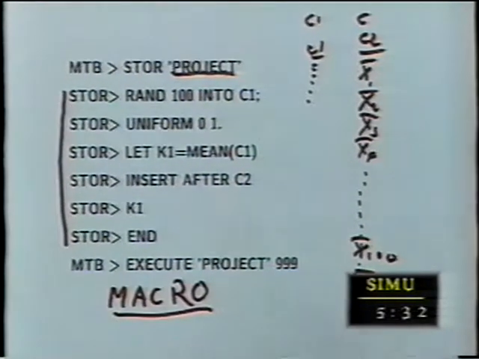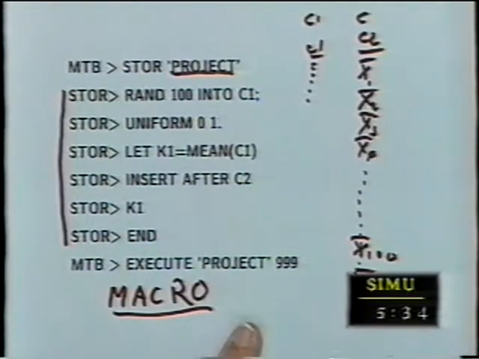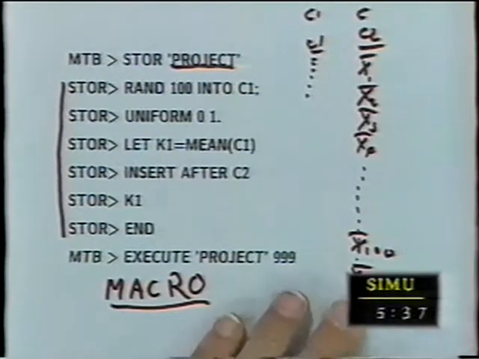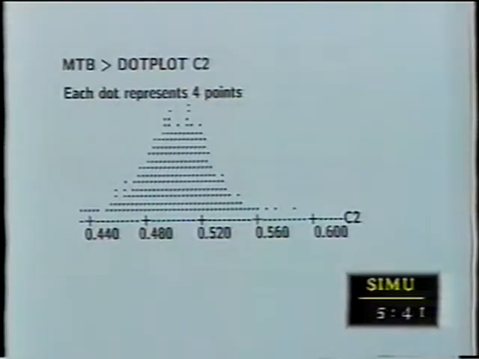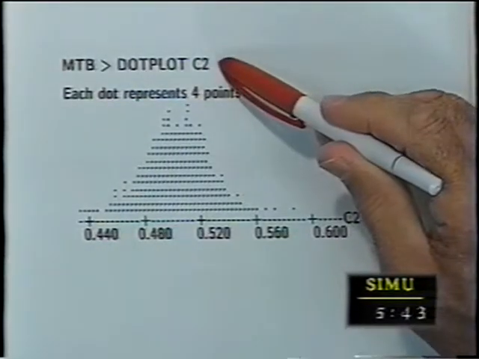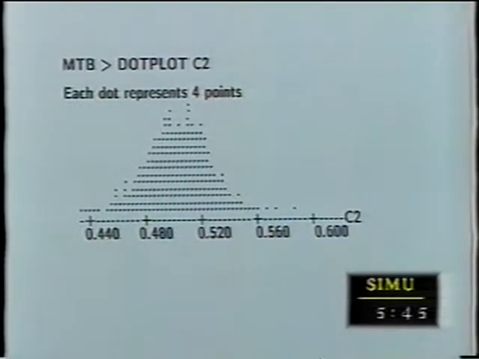Now I can take these numbers and plot them. Well, I certainly am not going to plot 1000 numbers by hand. Not when I have a computer at my disposal. I say dot plot the data in C2. And it makes a dot plot. What does that dot plot look like? It's really no surprise to us.